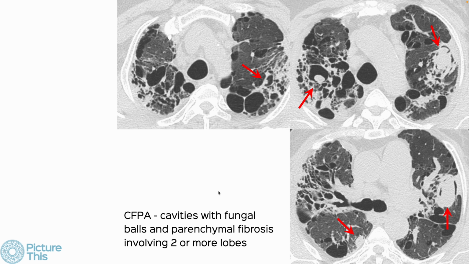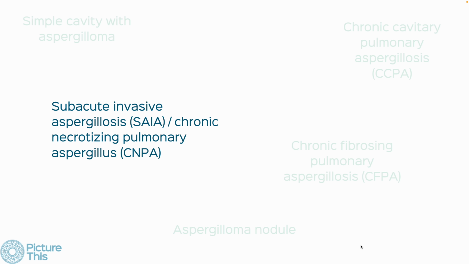Now, when all that CCPA involves more than 2 lobes is when you call it CFPA. So now it's becoming a little simpler, right? Single cavity with a fungal ball is just that, simple aspergilloma in a cavity. CCPA is when you have things like PTLD and then you have a fungal ball in one of them, and when you have that PTLD in multiple lobes and you have fungal balls in multiple lobes, like one here, or one here, then you call it CFPA, or chronic fibrosing pulmonary aspergillosis.